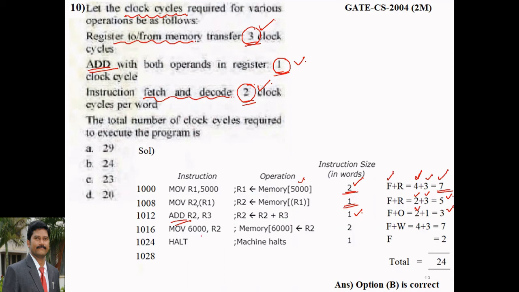Now coming to the fourth instruction, it is also a memory reference operation, and it is a two-word instruction. To fetch these two words, 2 plus 2, 4 for fetch, and it is a write operation. Memory read or write has been given as 3 clock cycles, so 4 plus 3, it is 7. Now the last instruction, halt, is one word and is only a fetching operation, so fetch takes 2 clock cycles. Together 7 plus 5 plus 3 plus 7 plus 2, that is 24 clock cycles are required.